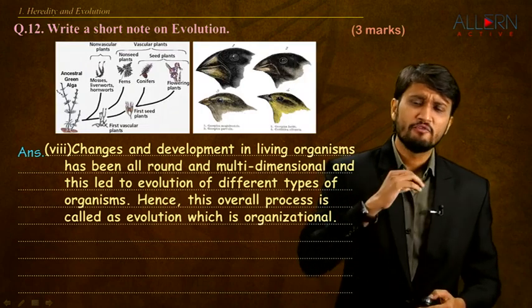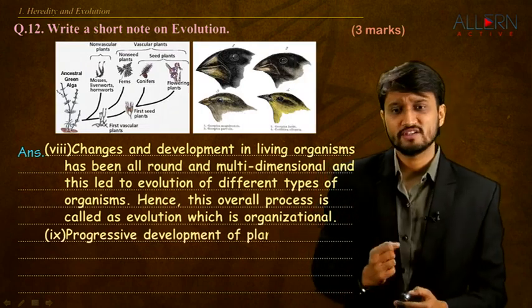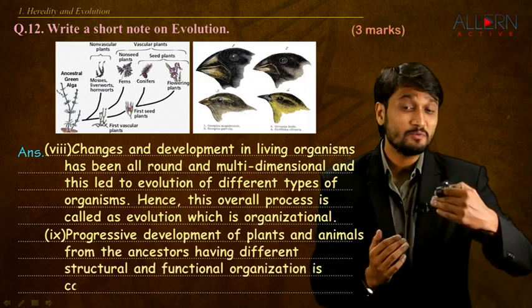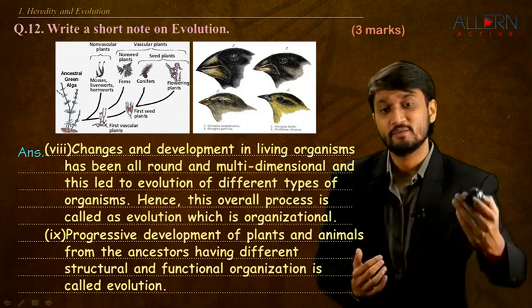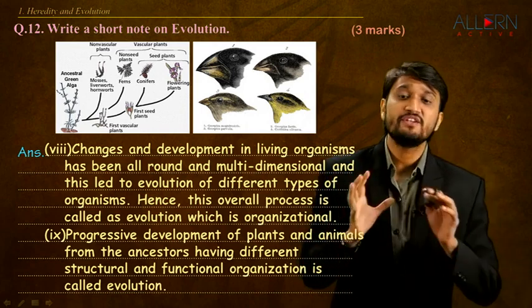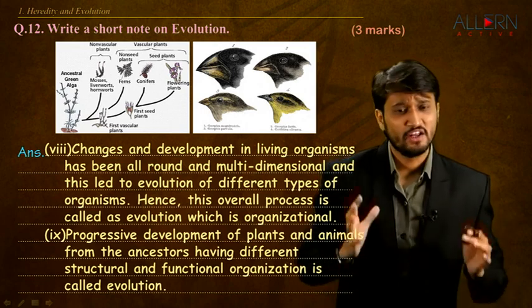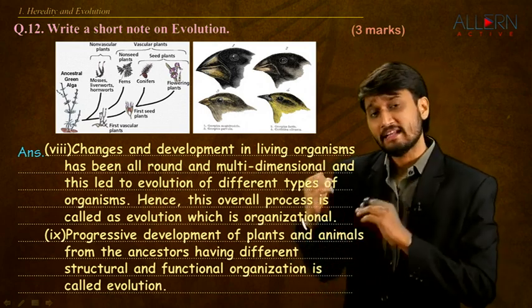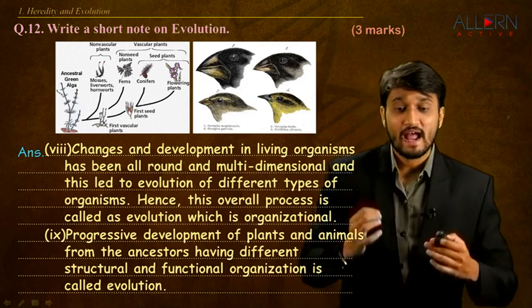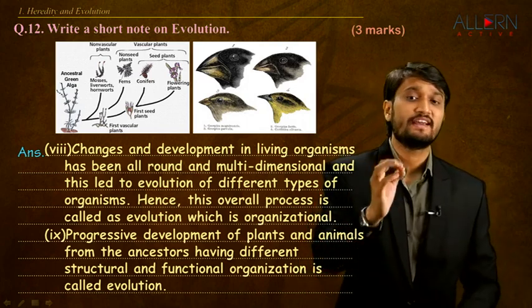And finally, we give one more definition of evolution: progressive development of plants and animals. There needs to be a progressive development. They need to progress with time from their ancestors, who had a different structural and functional organization. The structure and function of the bodies of the ancestors was much different as compared to ours, and that is exactly what is called evolution.